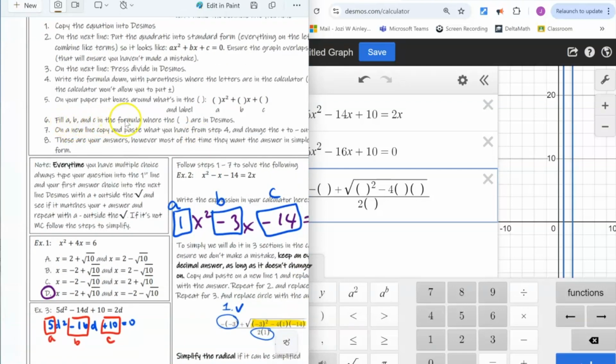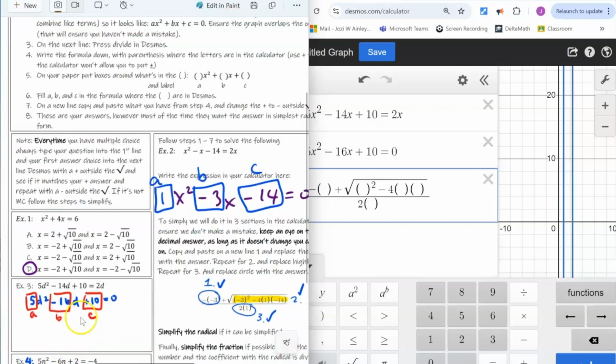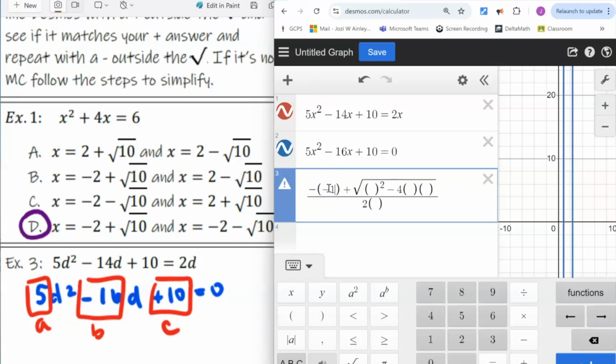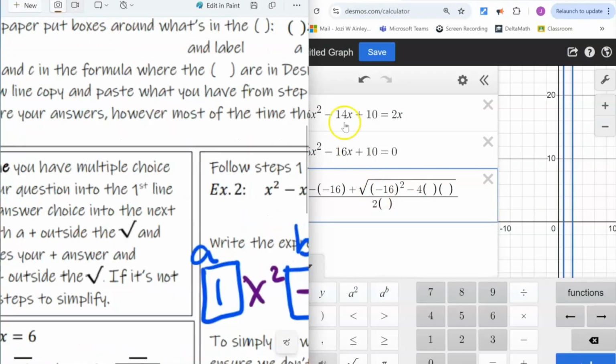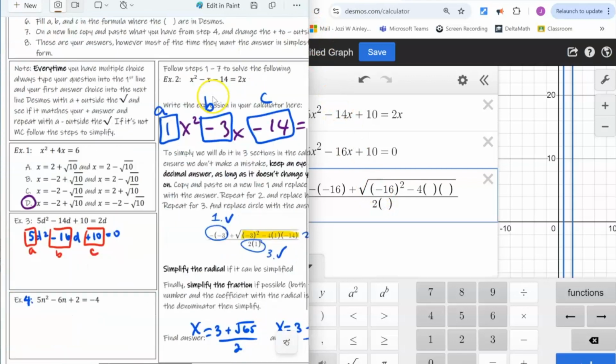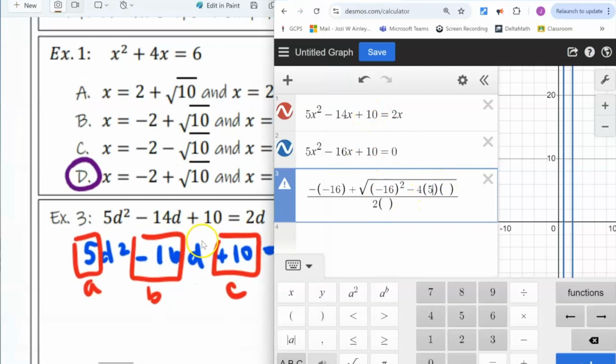Then it says fill A, B, C in the formula where the parentheses are in decimals. So first letter, it goes B, B. So it should be, what is B? Negative 16. So again, make sure you're just putting in exactly what it is. Negative 16, negative 16. Then it goes A, C, A. Okay, so it goes A, which is 5, C, which is 10, and then A on the bottom, which is 5. All right, so again, just double check your answer.